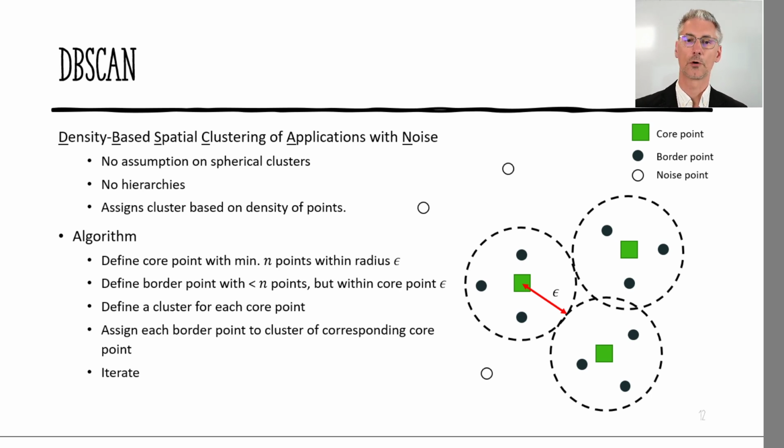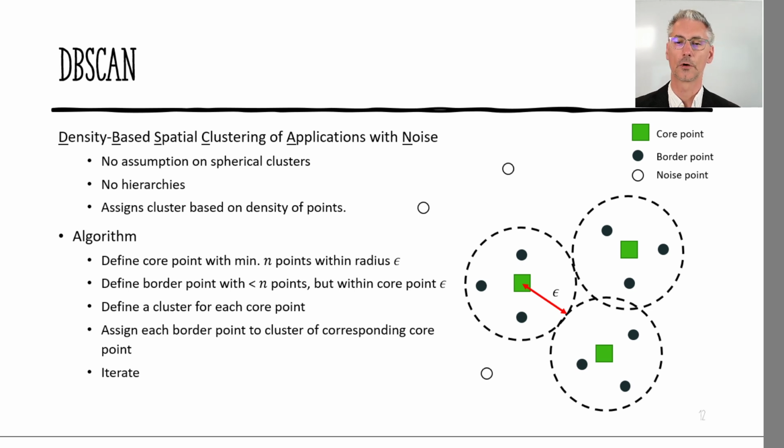One more general approach is called DBSCAN. It's called density-based spatial clustering of applications with noise. And one of the key points is already in the name, the N for noise. So here we assume that not each data point must belong to a cluster. It can also be part of some sort of noisy data. DBSCAN has a number of advantages. For example, we don't assume spherical clusters or hierarchies. So we assign clusters by the density of points.